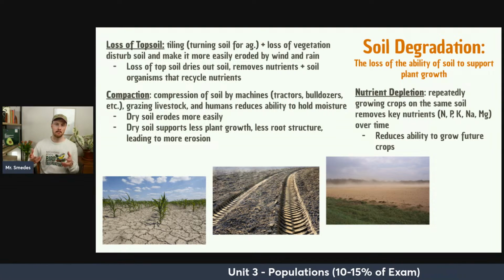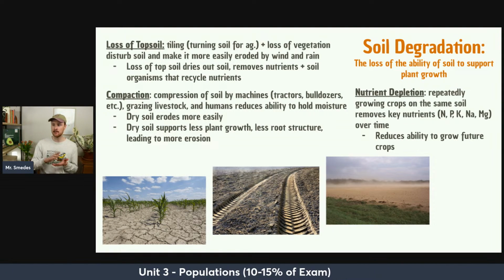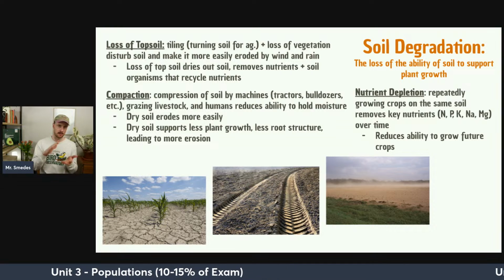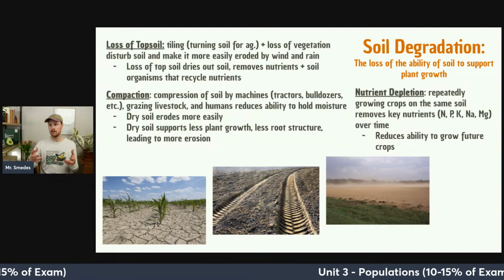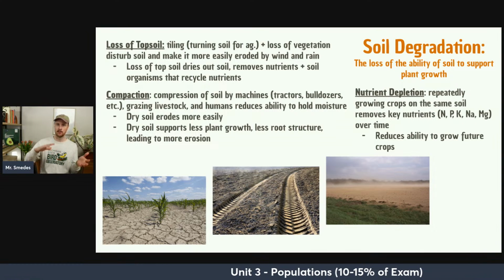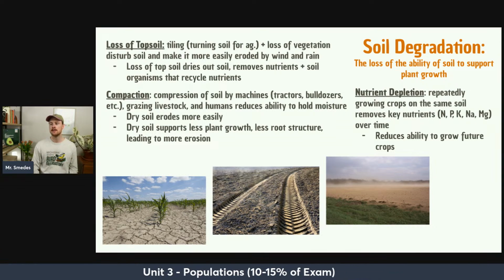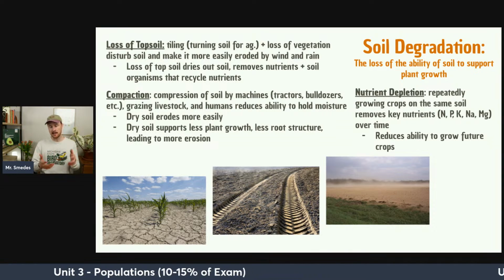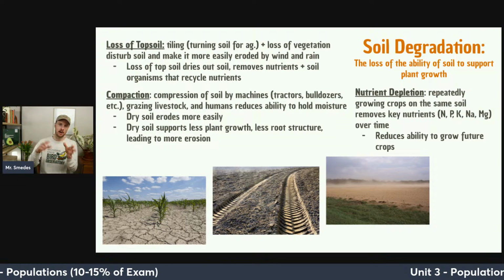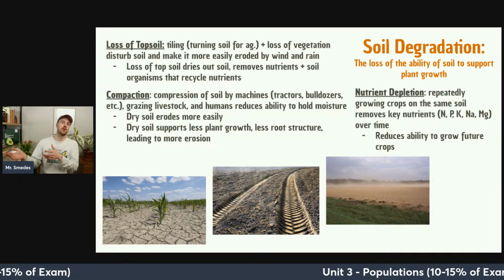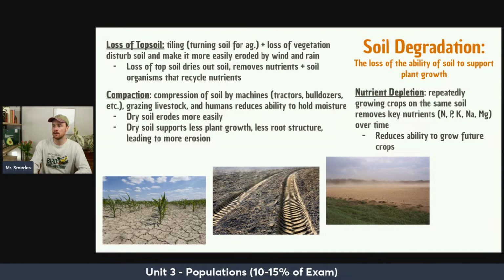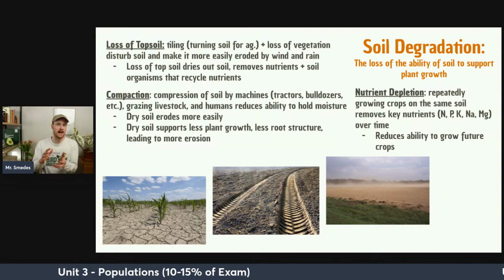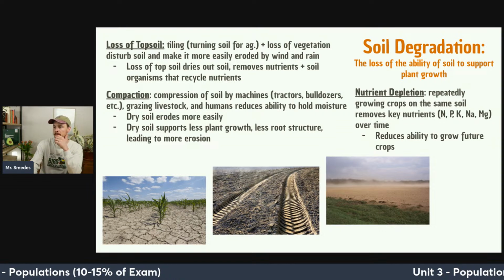It can also be compacted though. If you have cattle that are overgrazing an area, they can really compact the soil. The machines engaged in farming can roll over the soil and really compress it and pack it down. Both of these things can compact the soil, so less water can get in. It's more dry, and it's also more likely to blow away in the wind. So this is a real problem if you're a farmer. You don't want your soil compacted and not holding water.